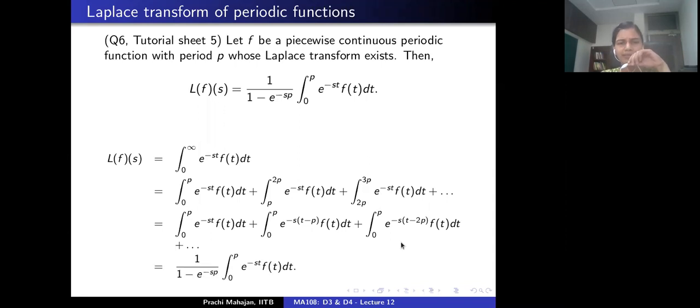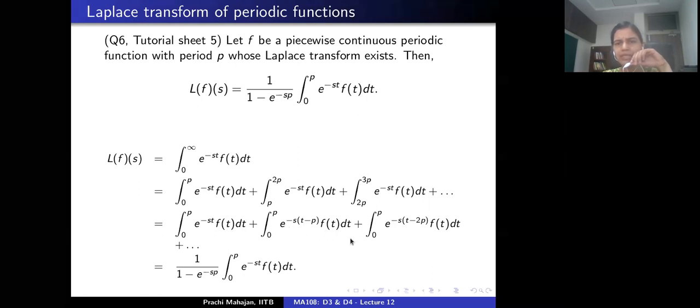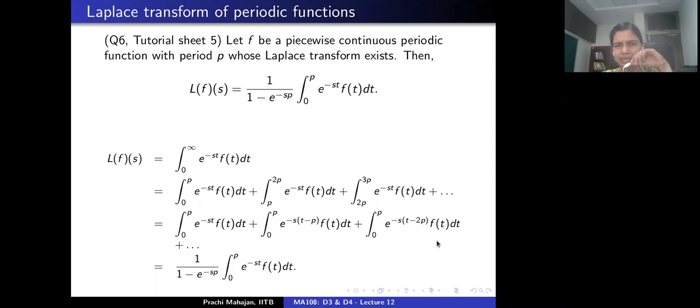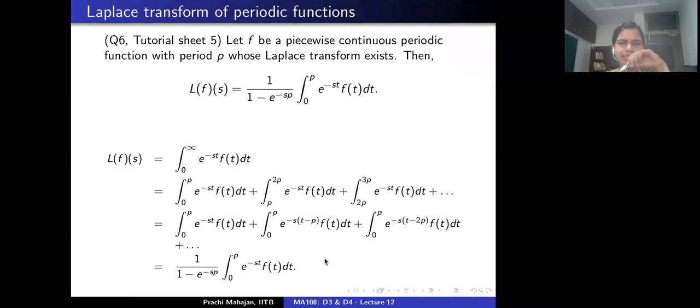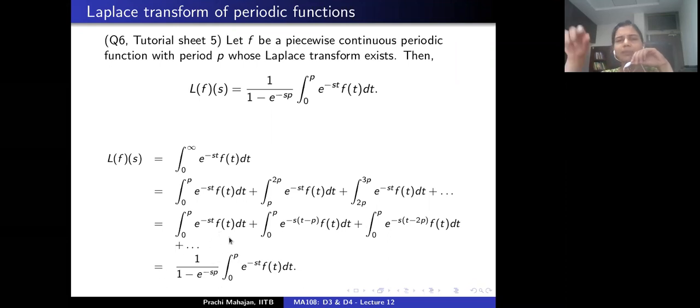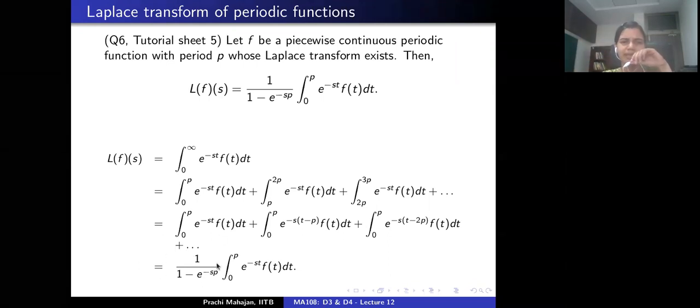Okay, which means that what is this? So this is exponential minus st f(t). Now again, you will have a term here, exponential sp, which is independent of t, much like here. Over here in the third integral, you will have a term like exponential 2sp, independent of t. So you can pull that out. So you have 1 plus exponential sp plus exponential 2sp plus exponential 3sp and so on, right? So that's an infinite series, 1 plus x square and so on. So that is what I have written here. Is that okay?